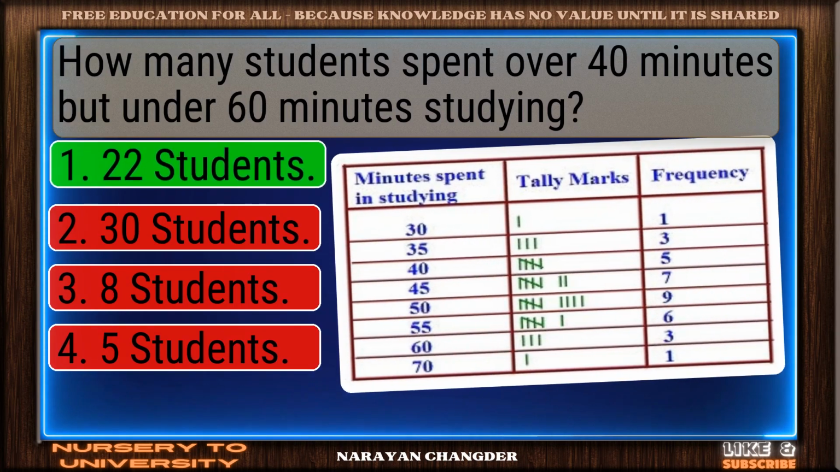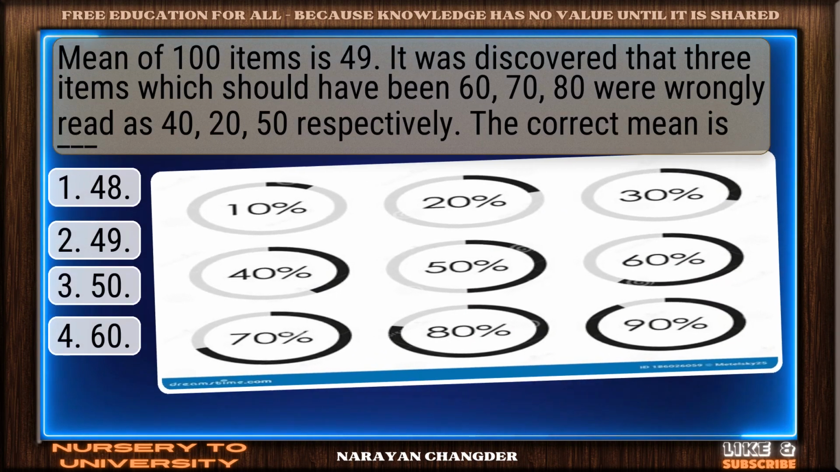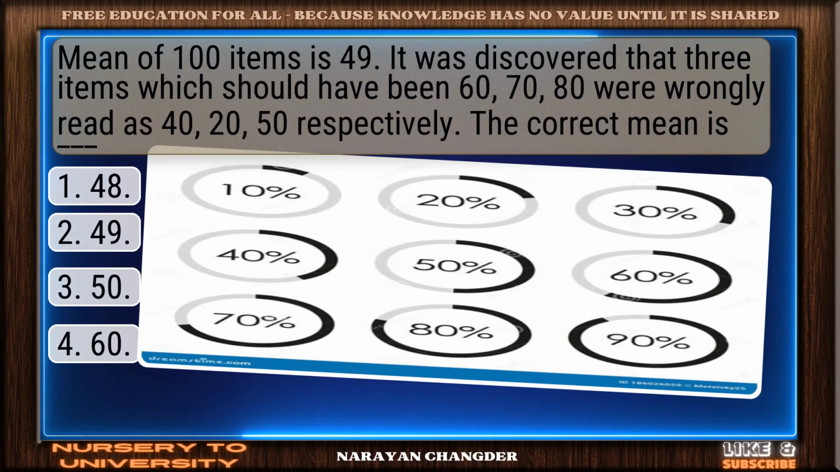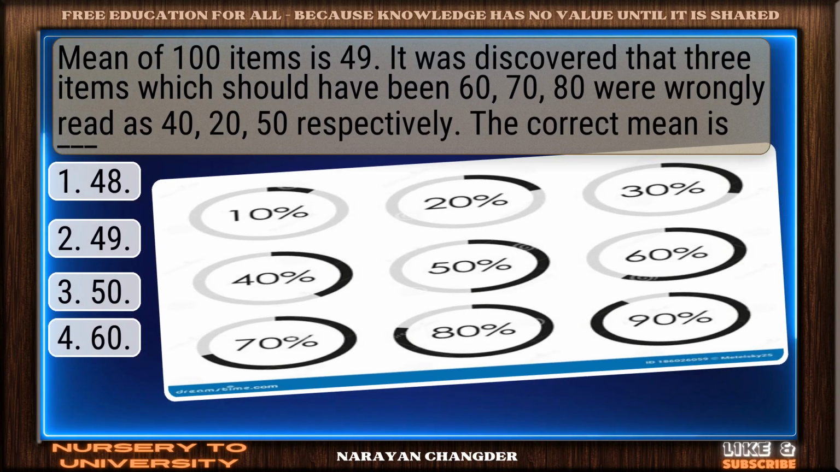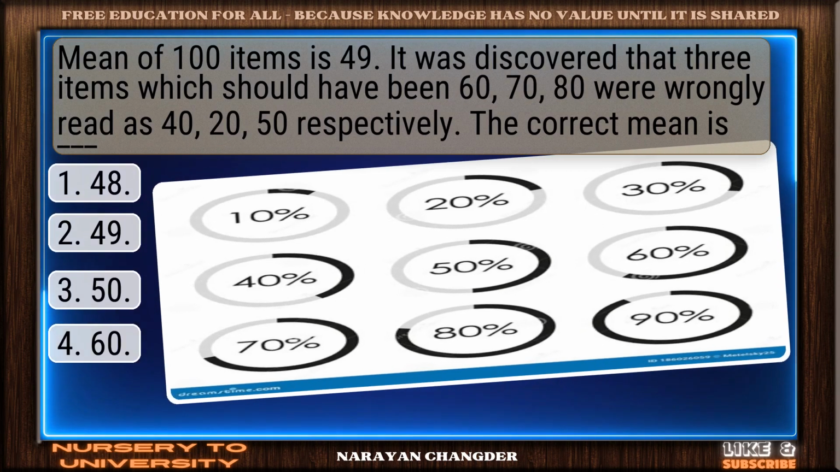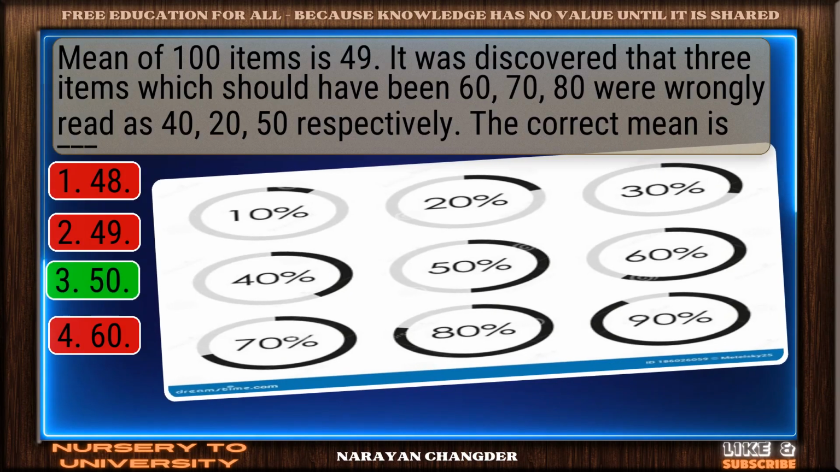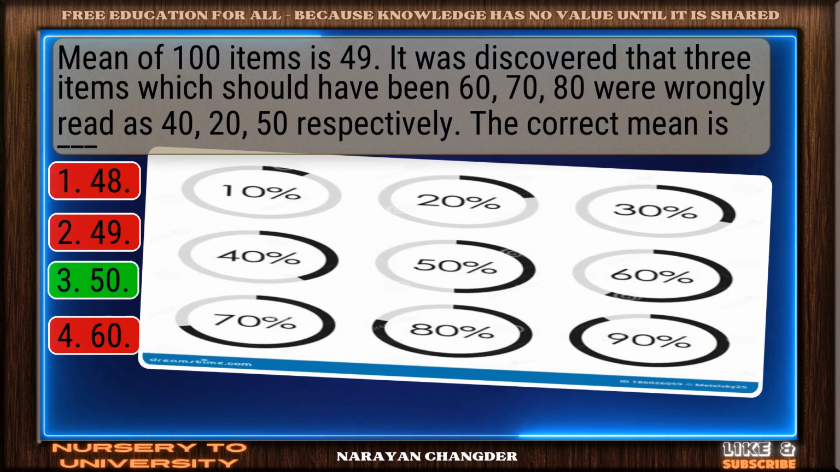Good job. 22 students works well. Mean of 100 items is 49. It was discovered that 3 items which should have been 60, 70, 80 were wrongly rated as 40, 20, 50 respectively. The correct mean is dash. Nice selection. 50 is correct.